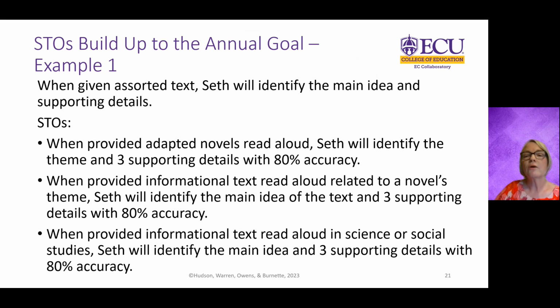Now, this is an example of how objectives can be sequenced to achieve the goal. The goal here is, when given assorted text, Seth will identify the main idea and supporting details. The teacher has decided that she will teach these STOs likely simultaneously, because what she's doing is changing up what type of text Seth is summarizing and finding the supporting details for. So in the first one, it's adapted novels. The second one's informational text. And the third one is informational text in a science or social studies text. Okay, so that's one way to do it.